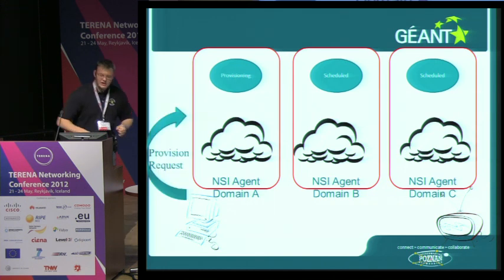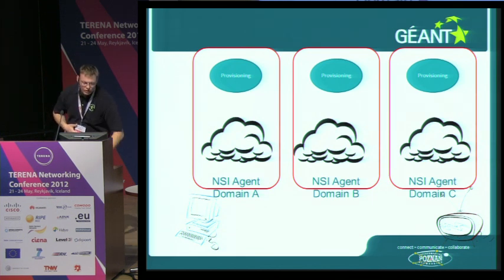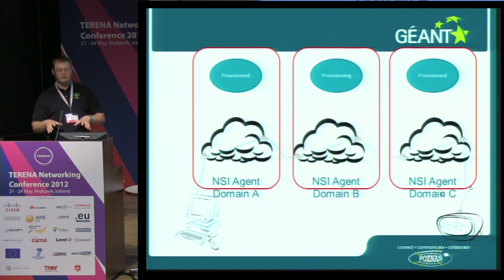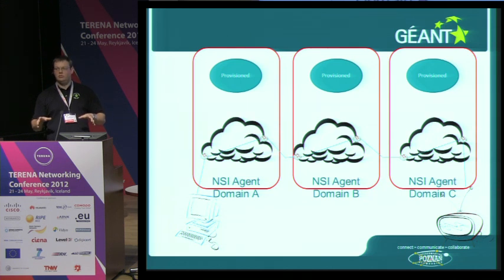And the user can send a provision request command to force all the system to configure the network to be physically available for the end user. And when all the segments are configured, the information is sent back to the user that you have your circuit available and you can do whatever you want to do with the network.